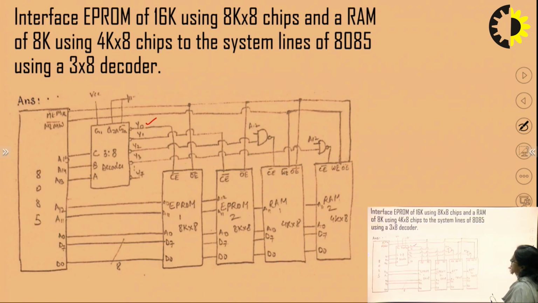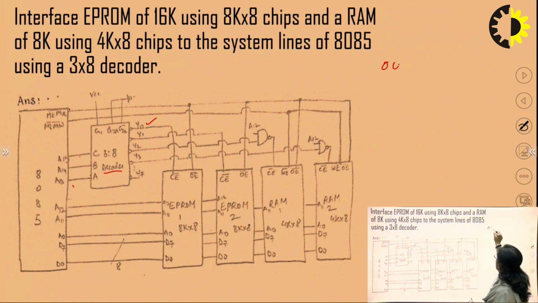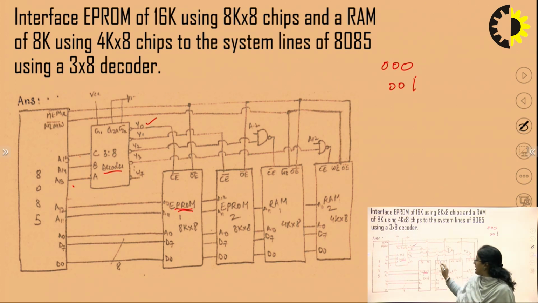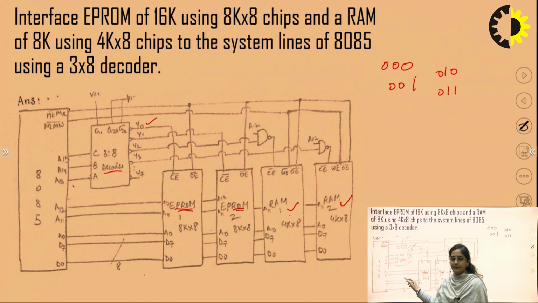So this will be the circuit diagram. We use a 3:8 decoder with A13, A14 and A15. So 000 will be the starting address which will be used to select the first EEPROM. If we give 001, then we will select the second EEPROM. If we give 010, then we will select RAM number 1, and if we give 011, we will select RAM number 2. Rest of the lines are common.